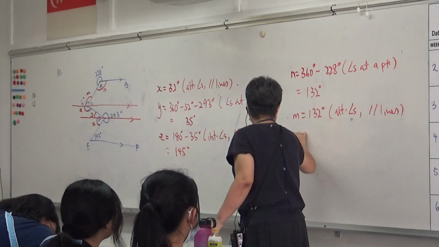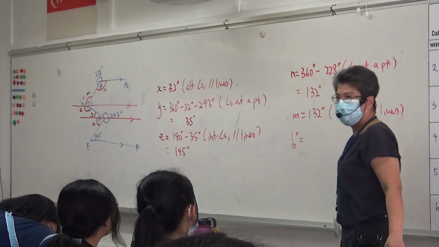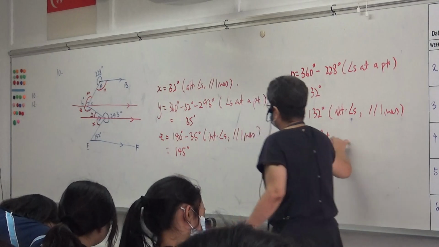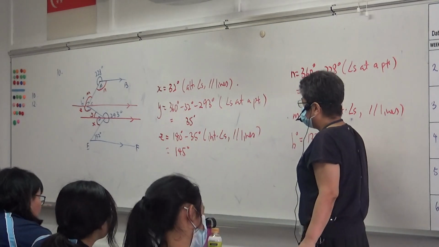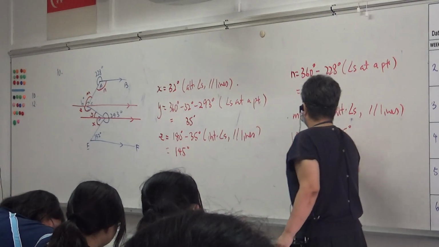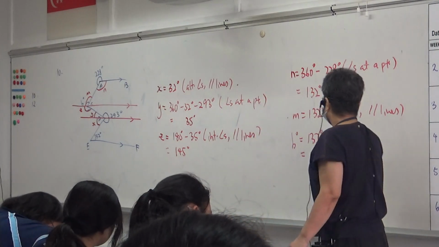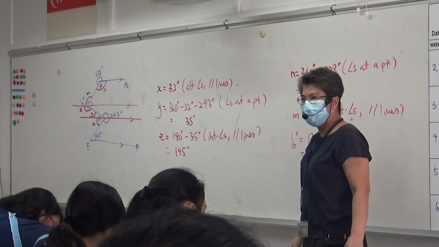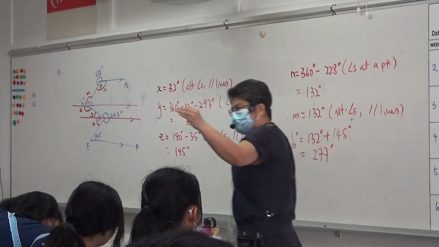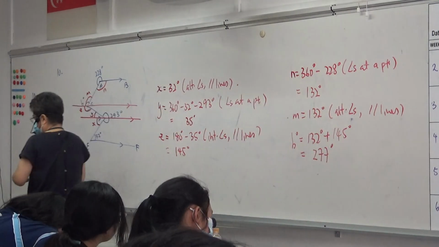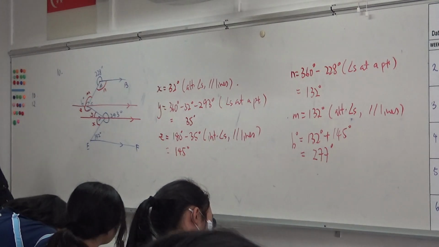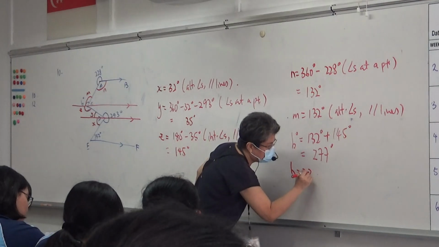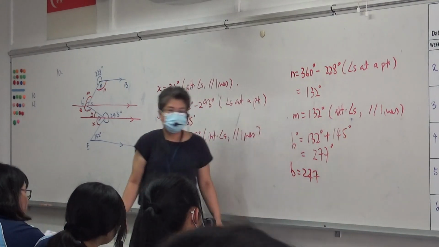So what is B degrees? Can you tell me now? 132 plus 145. Very good. How much is this? 277 degrees. Right? B degrees is 277. Now what did the question ask you for? B or B degrees? B. So B will just be 277.